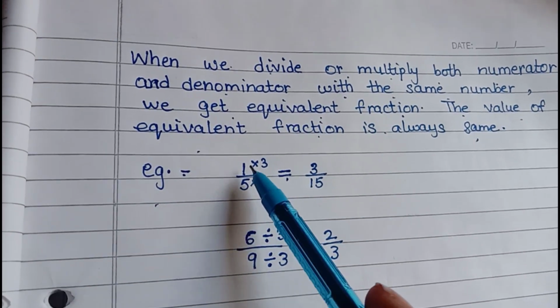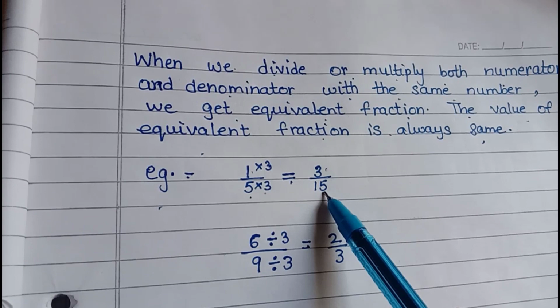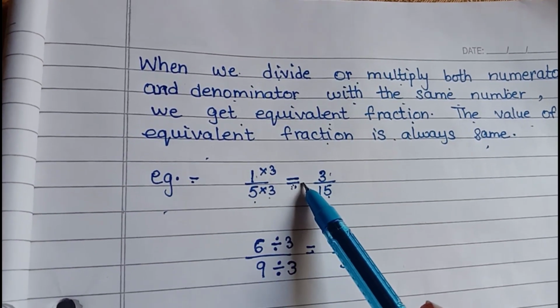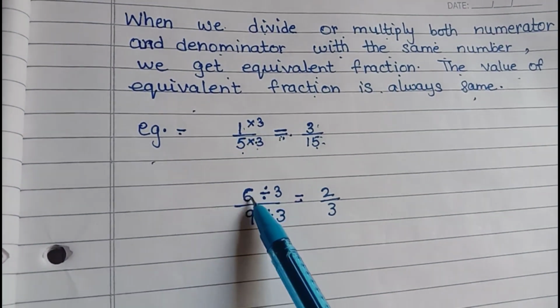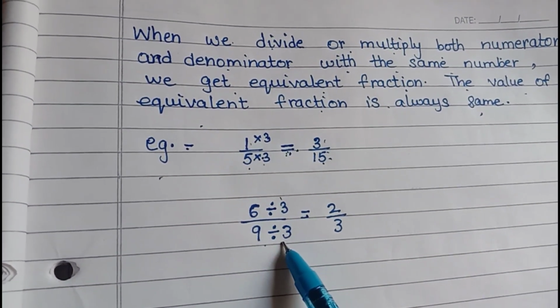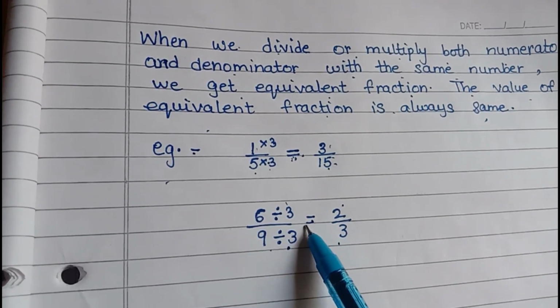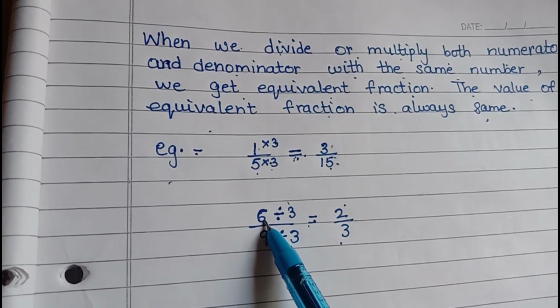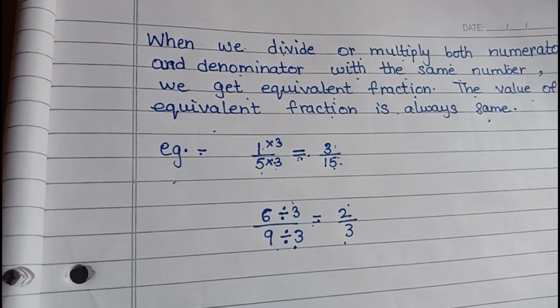If you see these examples, 1 by 5, I multiply both numerator and denominator with 3, I get 3 by 15. But the equals sign is there, that means they both are the same. The value is the same. Here 6 by 9, if I divide both numerator and denominator with 3, I will get 2 by 3. So the equals sign says that their value is the same. Clear? Here the fraction changes but the value remains the same.